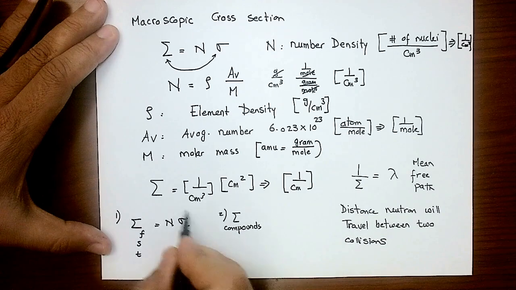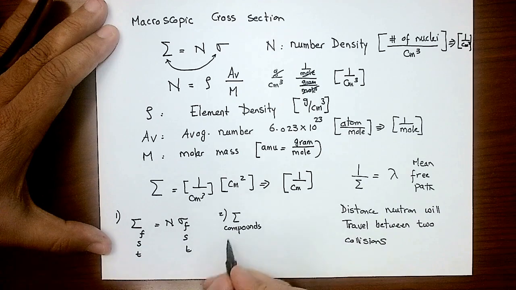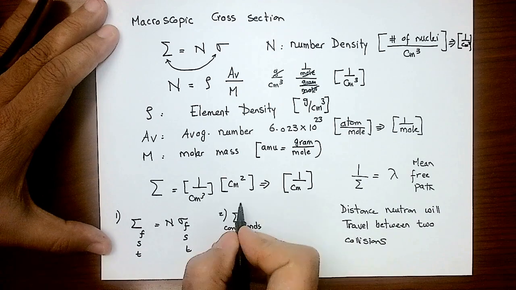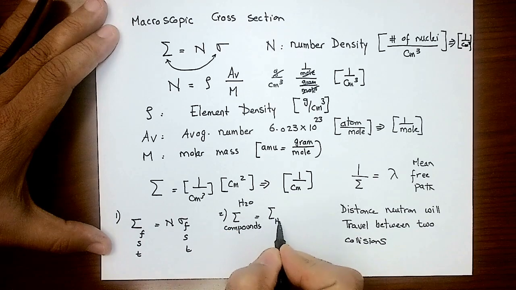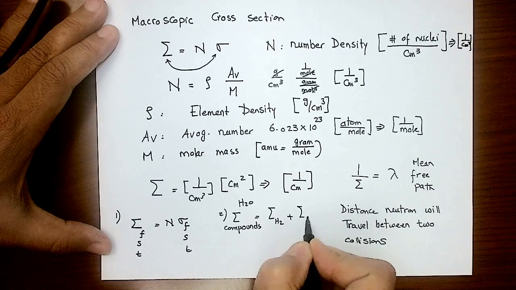Remember, sigma small is for element. Now, for example, let's assume that I want to get the macroscopic cross-section of H2O. This will be sigma for hydrogen plus sigma for oxygen.